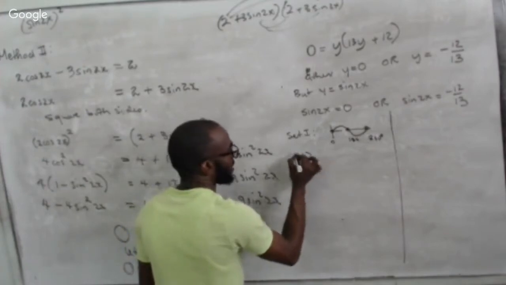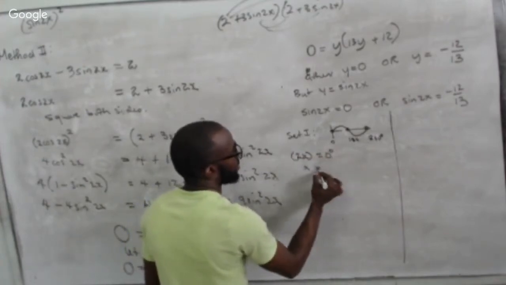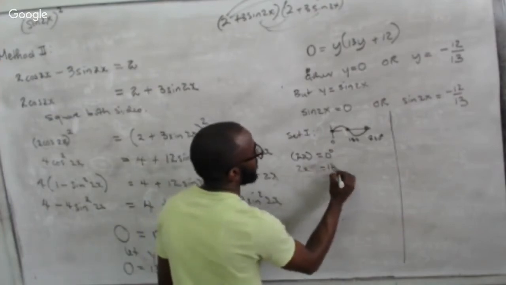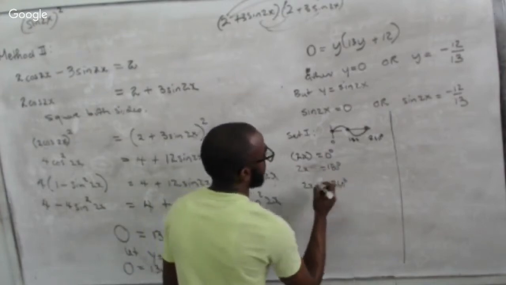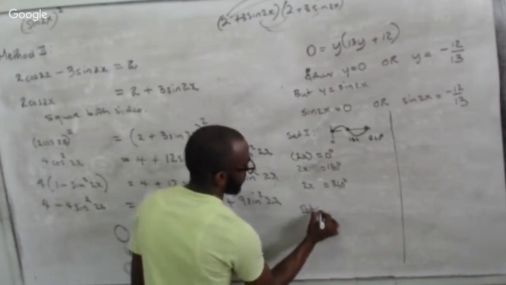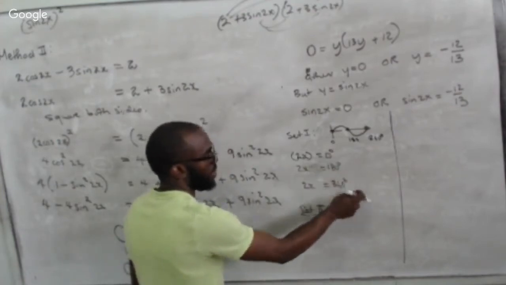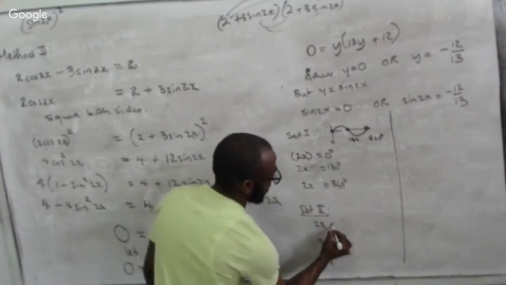So it is twice x that is equal to 0. Therefore, twice x is equal to 180, and twice x is equal to 360. That is set 1, eh? And in set 2, add 360 to each of these. So twice x, and twice x.